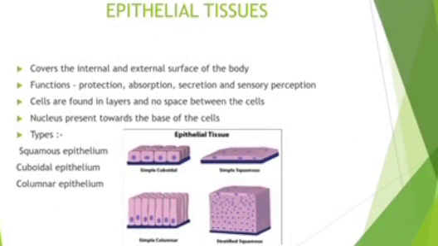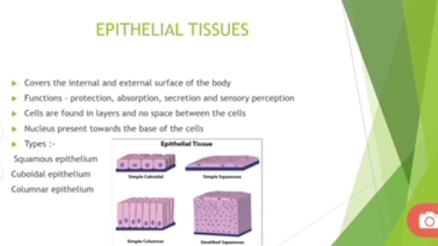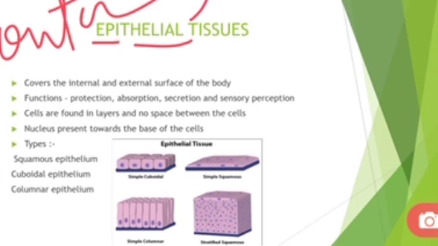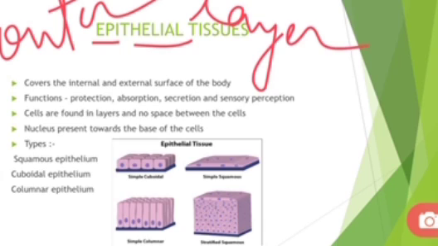The word epithelial is made up of two words. Epi means outer and thelial means layer. This means this tissue covers the internal and external surfaces of our body.